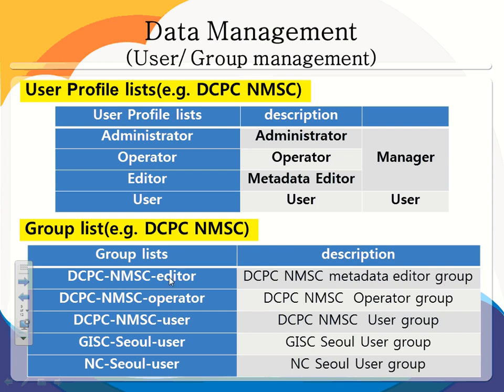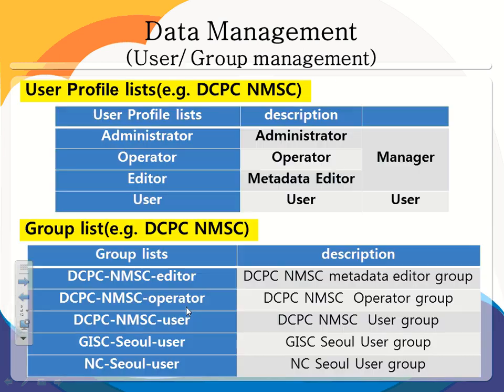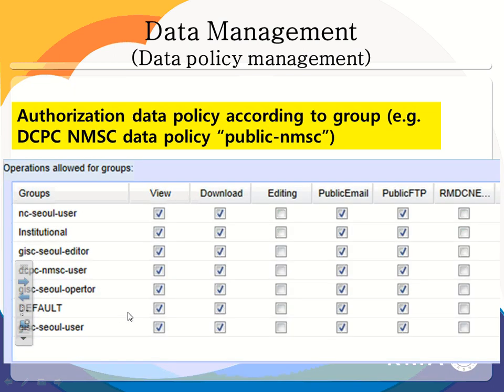MSC editor, and operator group, and user group, and also the GISC Seoul user group, and the National Center user group. I'll show you some example. This one. So the reason that we categorized this group is for the authorization, the authorization data policy according to group. So we can define the authorization based on this grouping.